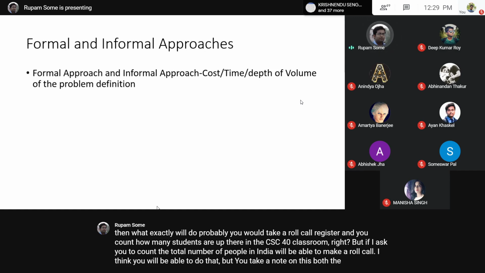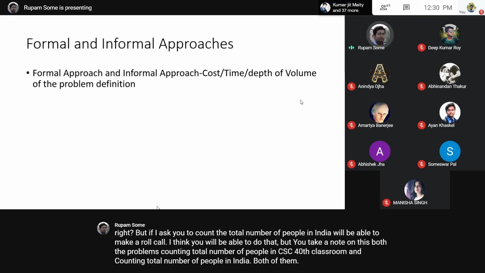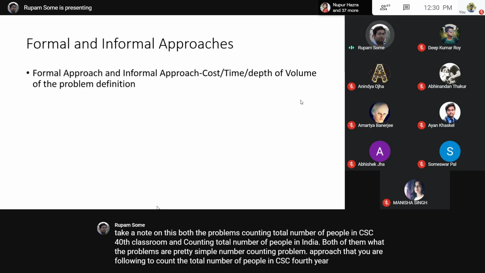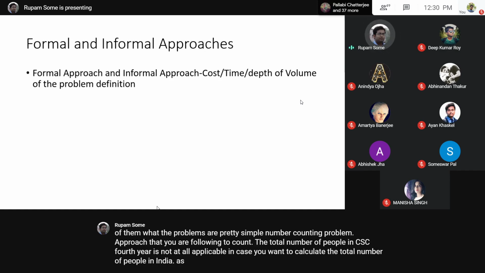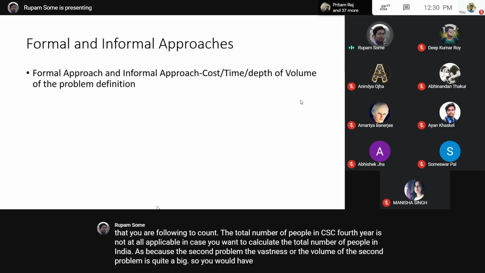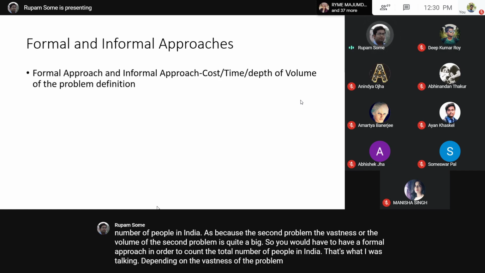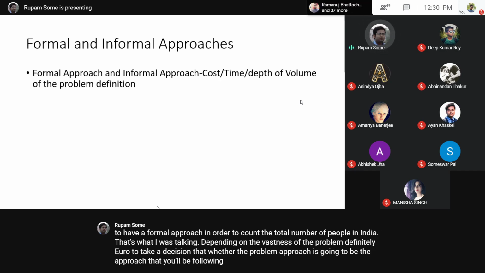Both problems, counting the total number of people in the CSC fourth year classroom and counting the total number of people in India, are pretty simple number counting problems. The approach that you follow to count the people in the CSC fourth year is not at all applicable if you want to calculate the total number of people in India, because the vastness or the volume of the second problem is quite big. So you would have to have a formal approach in order to count the total number of people in India. That's what I was saying. Depending on the vastness of the problem, you would have to decide whether the approach you'll be following is going to be formal or informal, right?